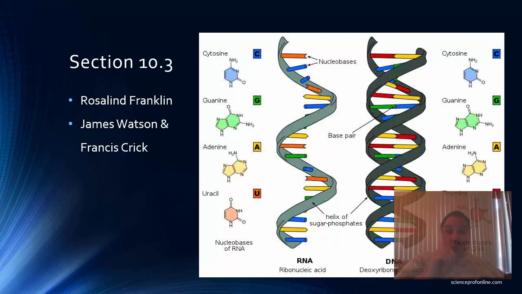RNA is 1 helix. It doesn't have 2 sides, it's just 1 strand. And going down around the center of the inside of that spiral are the 4 bases that make up RNA. Cytosine, guanine, and adenine are the same between DNA and RNA. But remember, uracil replaces thymine in RNA.